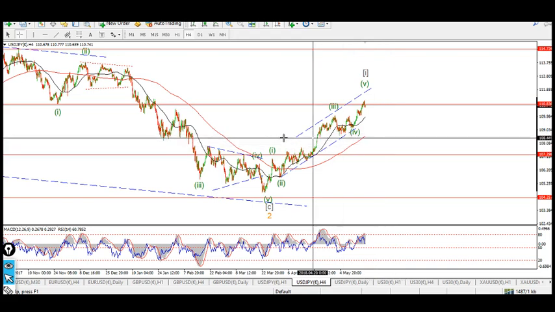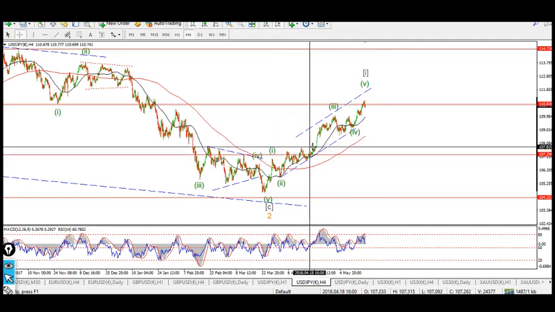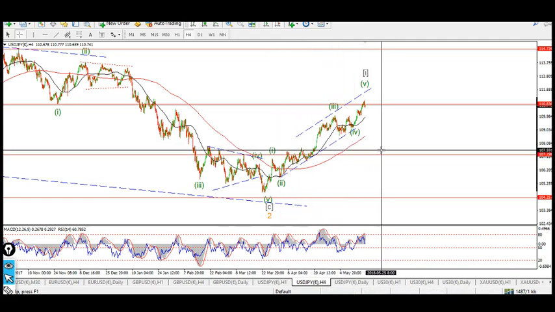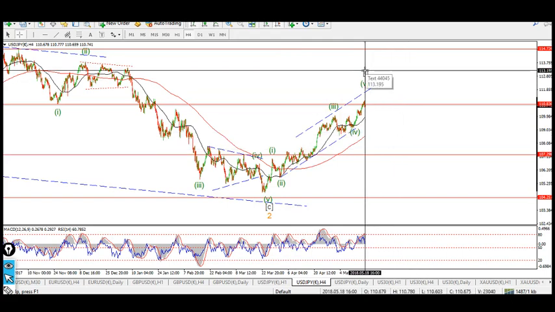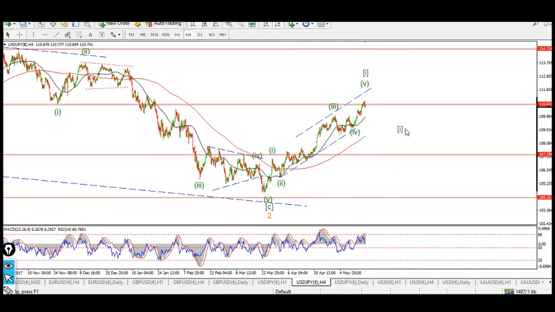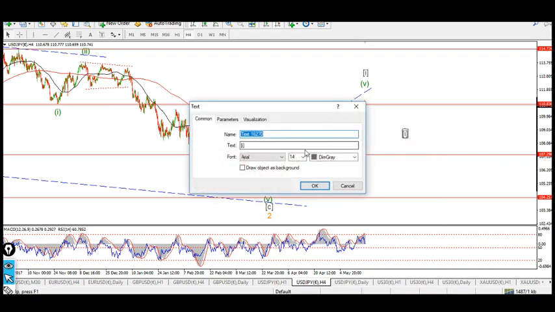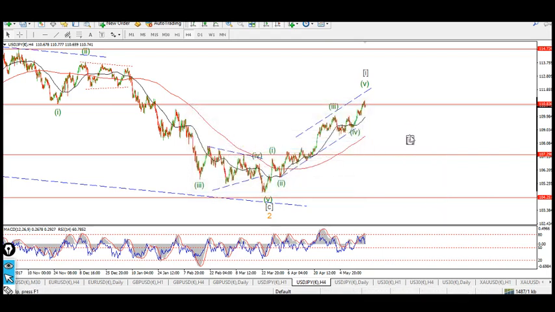There's kind of a shelf of support here below that, at 107.50. So you'd be talking about between 108.50 and 107.50 for a second wave. That would be wave 2 grey. Let's get that into the chart while I'm talking anyway.